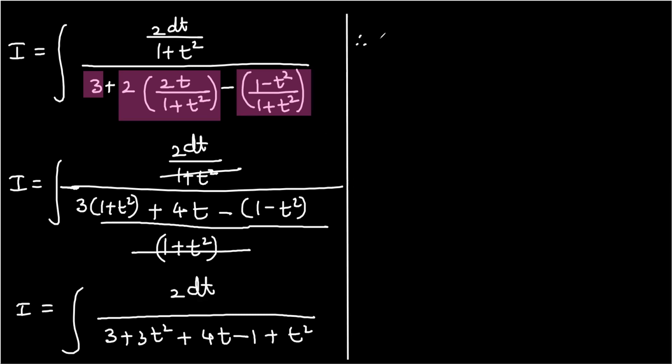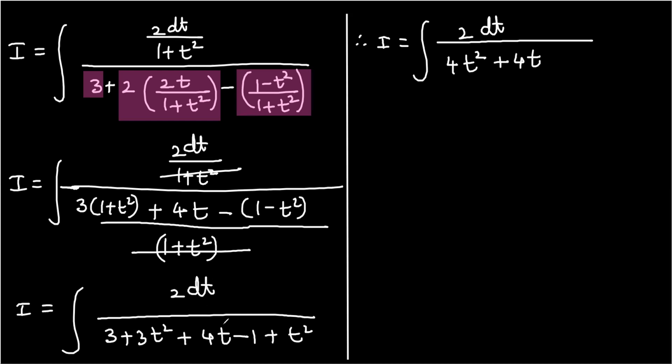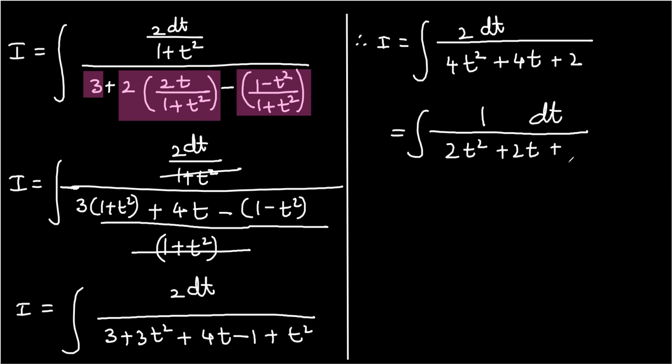This will get me I equals to 2 dt, and here 3t square plus t square is 4t square, plus 4t, plus 4t. 3 minus 1 is plus 2. So I take 2 common from the denominator, and that 2 will cancel this 2. So I get 1 dt, and here I get 2t square plus 2t plus 1.